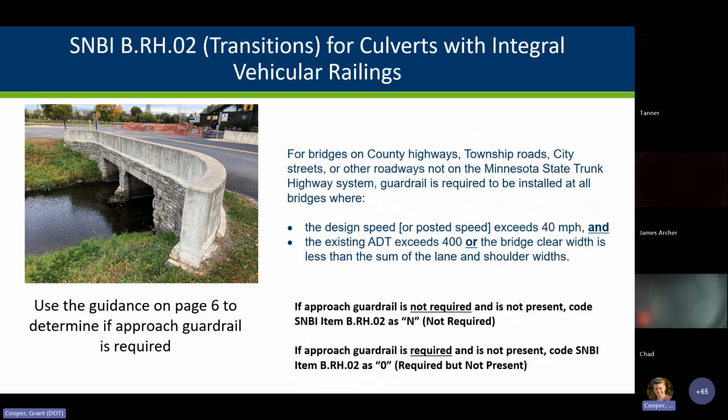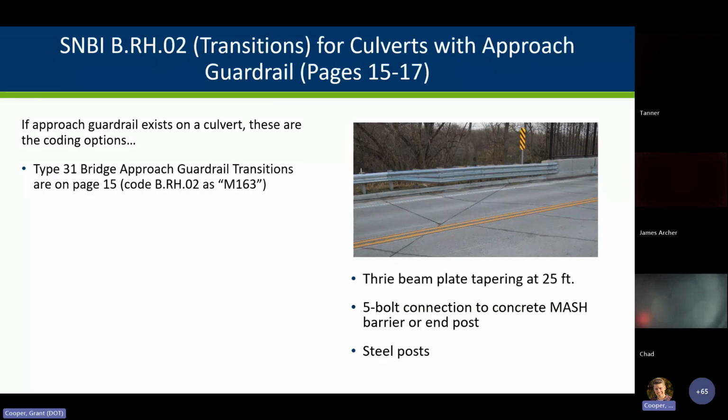And then also on there, this is the criteria for our local roads. Again, just based on ADT, whether or not it's required. And so if approach guardrail is not required and not present, you code it as N. If it's required and not present, you code it as 0. Now, we actually do have a culvert structure where you do have an approach guardrail transition like this. We do have to code that according to the manual, and that's in pages 15 through 17.